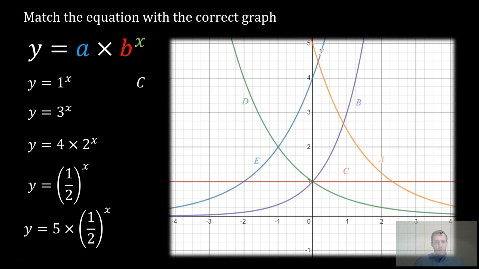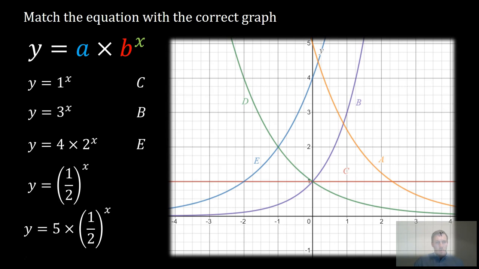For the second one, y equals 3 to the power of x. 3 is greater than 1, so this function is increasing. A is 1, therefore the y-intercept is 1. This must be b. Now we have y equals 4 times 2 to the power of x. Remember, a is the y-intercept. That is 4 in this equation. There's only one equation where the y-intercept is 4, and therefore it must be e.